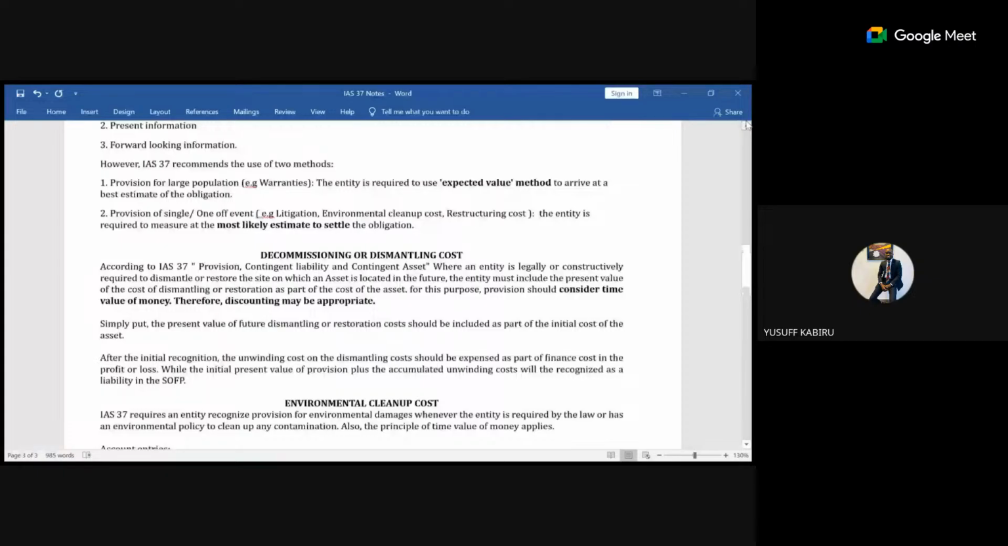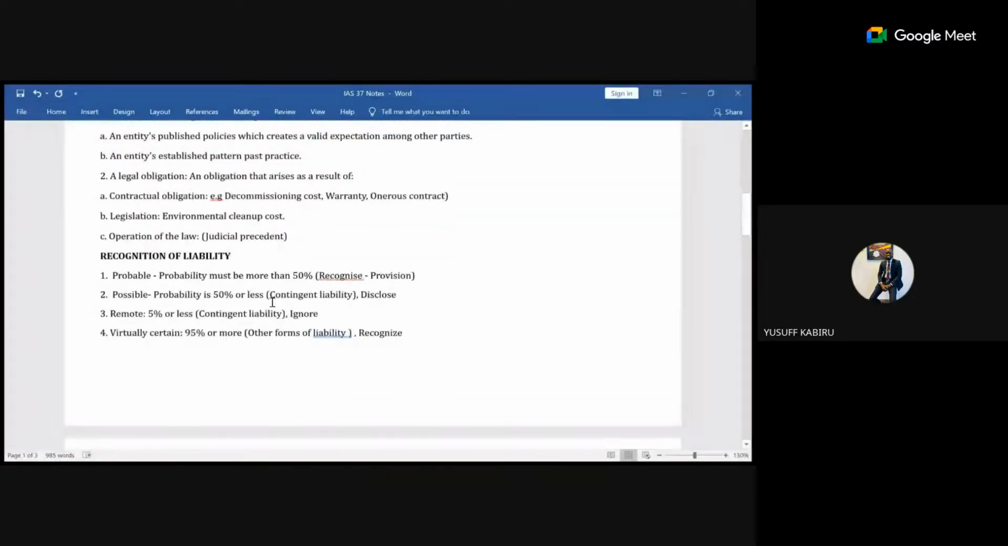IAS 37 gives us guideline. Look at it, recognition of liability. IAS 37 says that when the probability that you will pay liability is more than 50%, you should recognize it, that it is a provision. However, when it is less than 50%, IAS 37 says it is a contingent liability. That means it is a possible obligation. So IAS 37 will give you guideline that just 50%, just make sure you are looking at 50%.